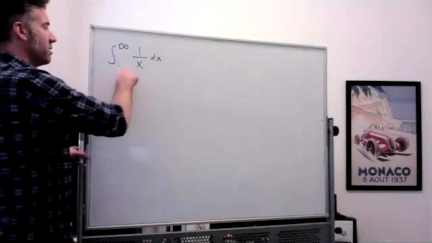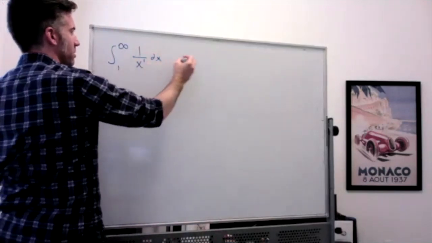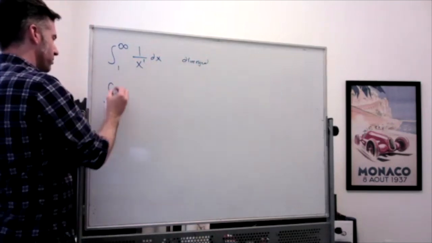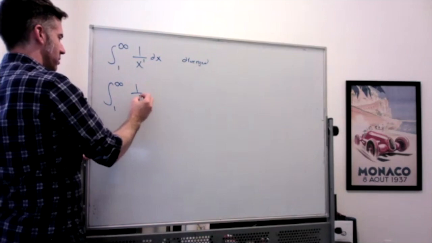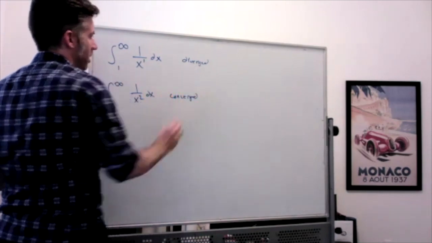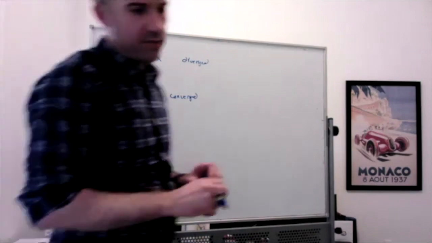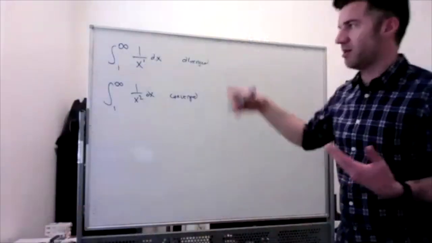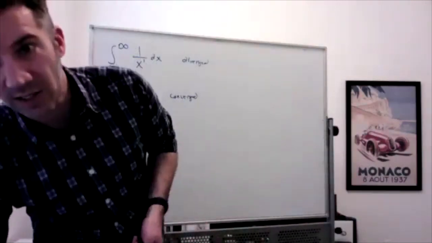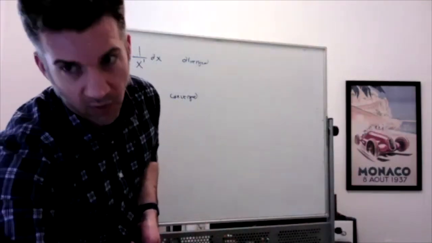So we saw that this integral diverged, and this integral converged. And this is an important thing to know: when you have 1 over x to a power, when you get convergence and when you get divergence.